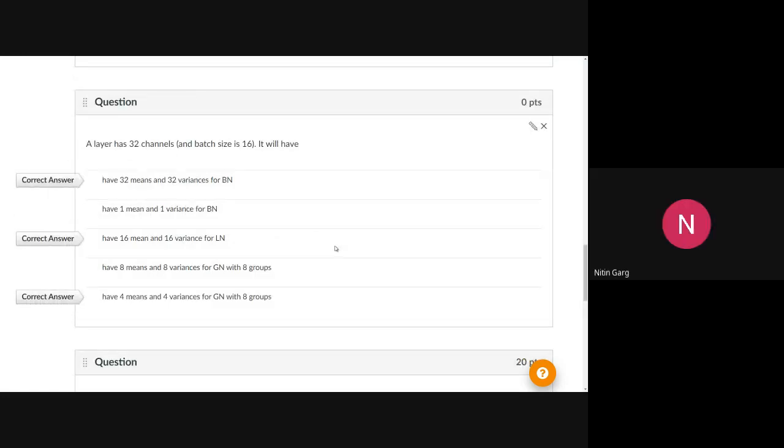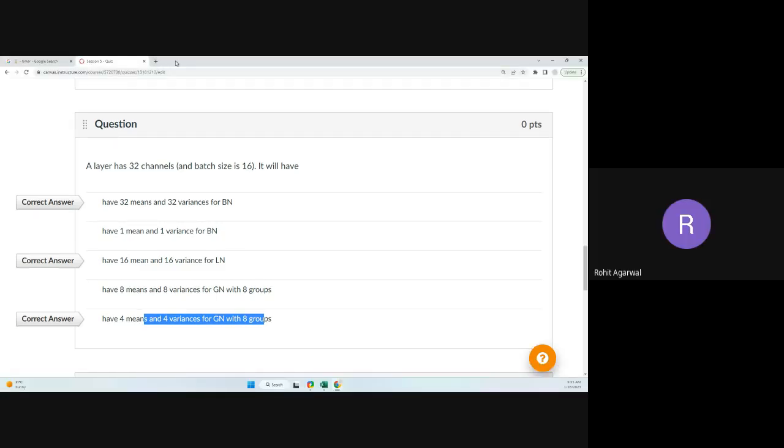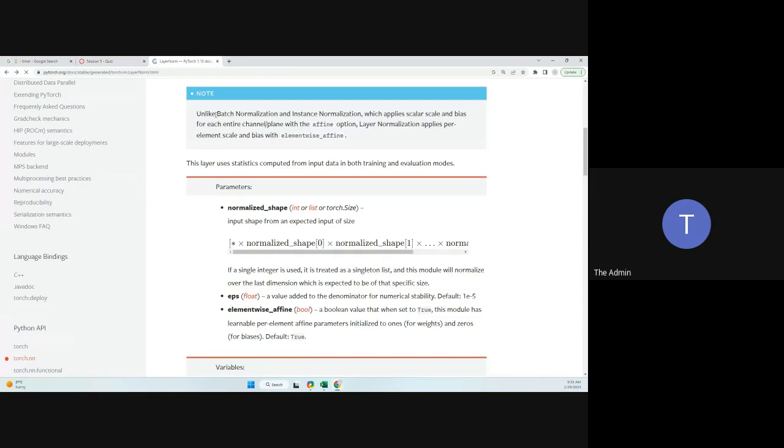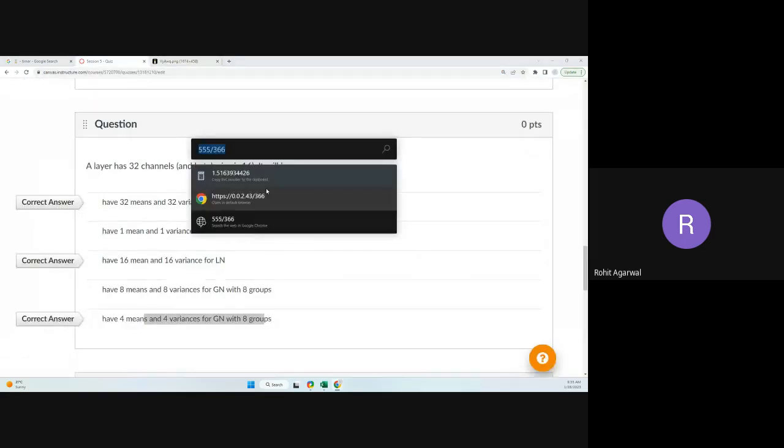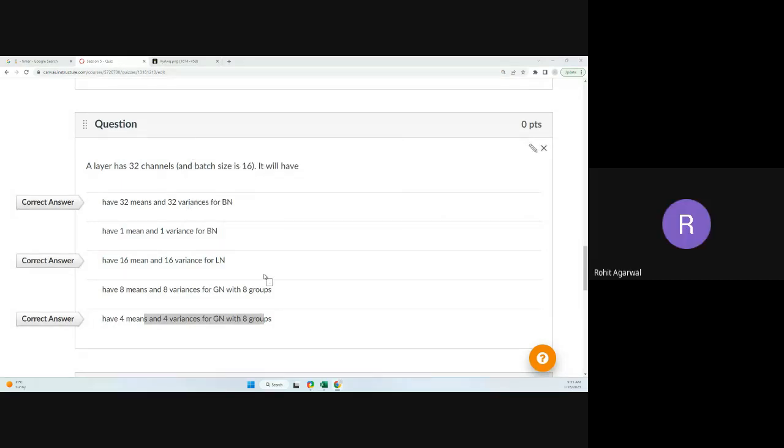Are you sure on this? No, I think this is wrong. No, because if you divide 32 channels by 8, you will get 4. Hold on. We are going to divide each layer into 2 groups, right? So how many means and variances will we have? 2, right? No, 8. So there are 32 channels, now you have divided by 8, so you have 4 channels per group. No, we have 8 groups. Okay, 8 groups, so every group will have 4 channels, and every group will have 1 mean.